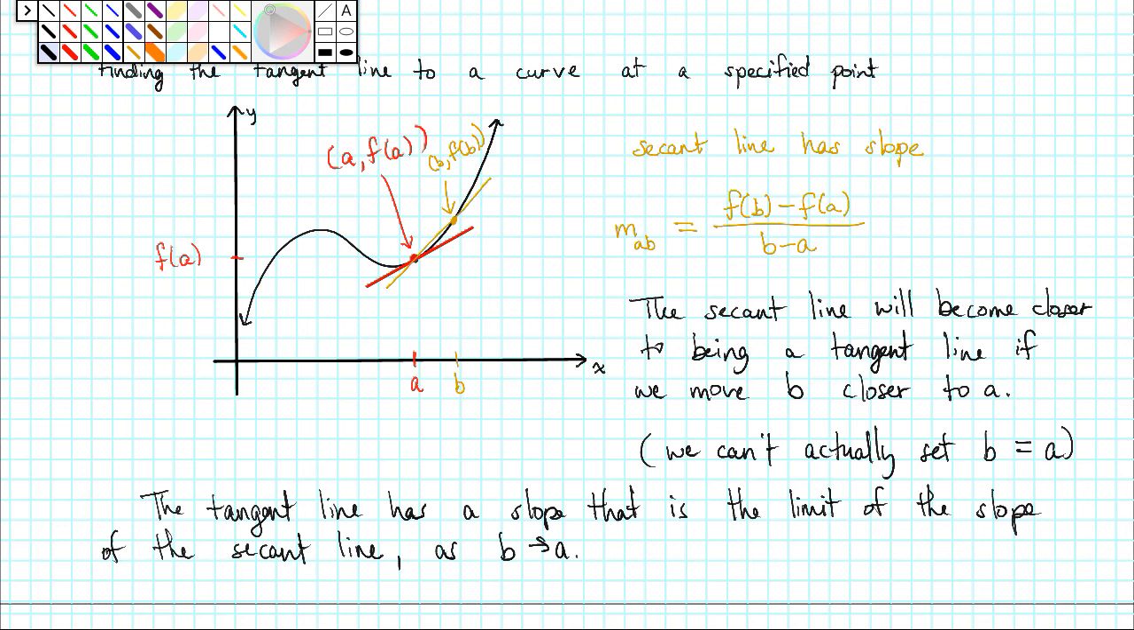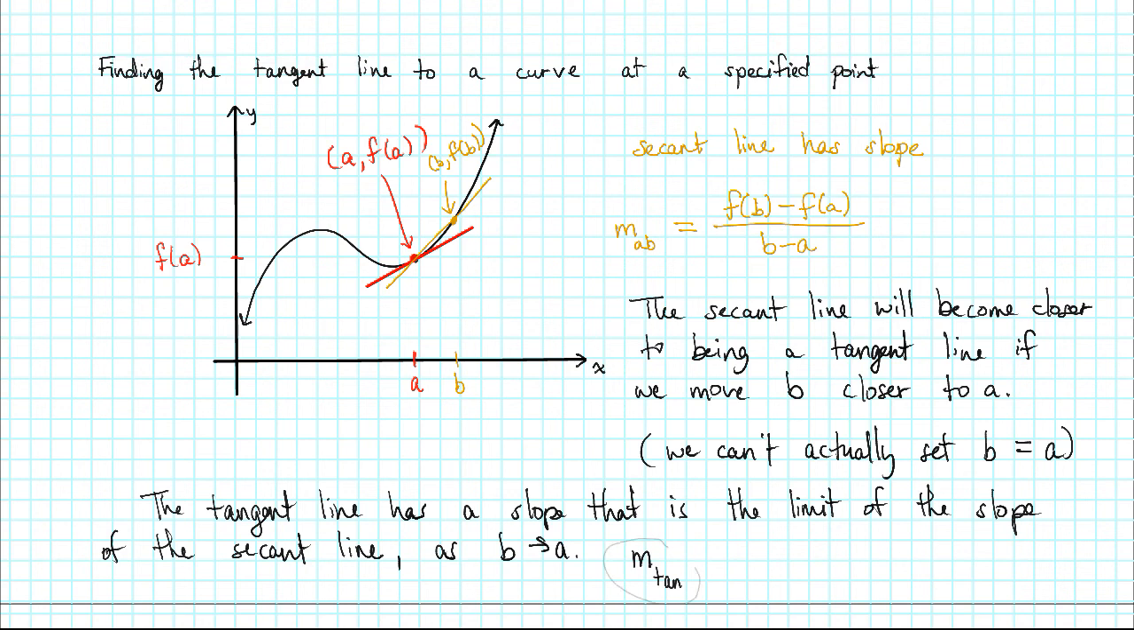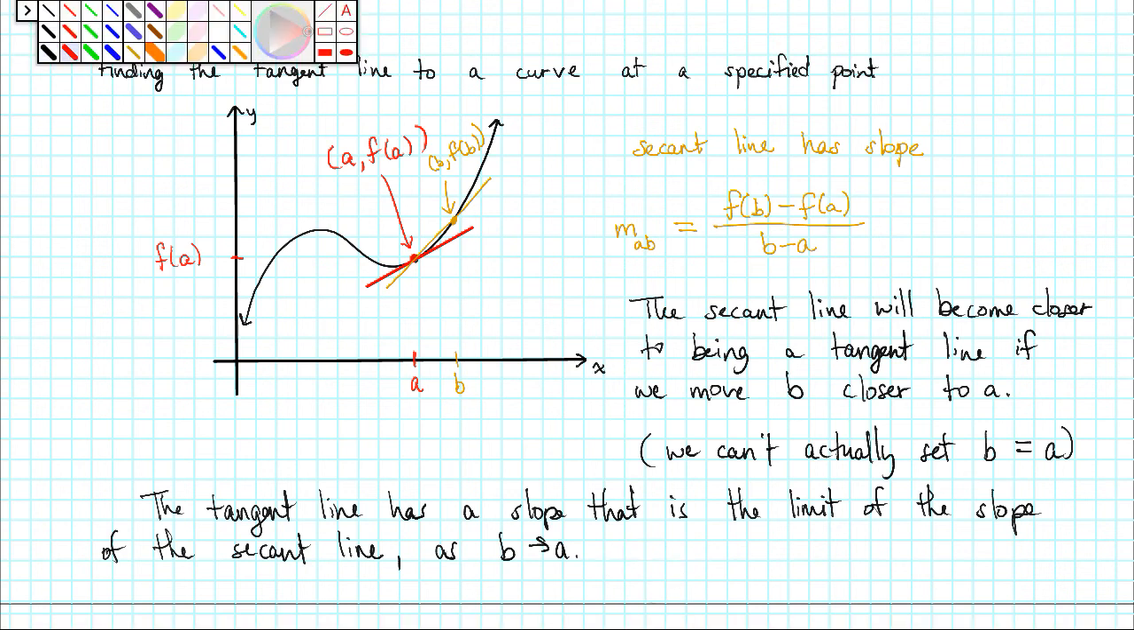Okay, and I'll write this down here, the slope of the tangent line. Why don't I just write it M in red? Let's call this slope M. So M is equal to the limit as B goes to A of that slope of the secant line, f of B minus f of A all over B minus A.